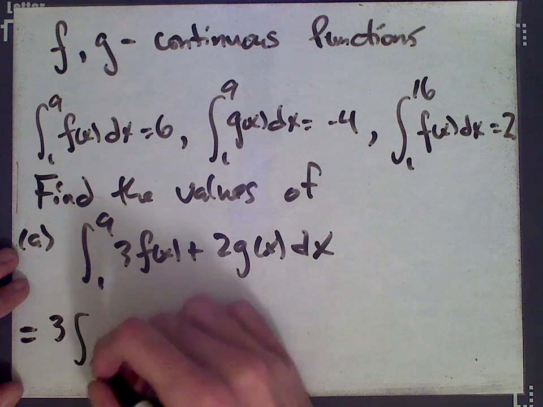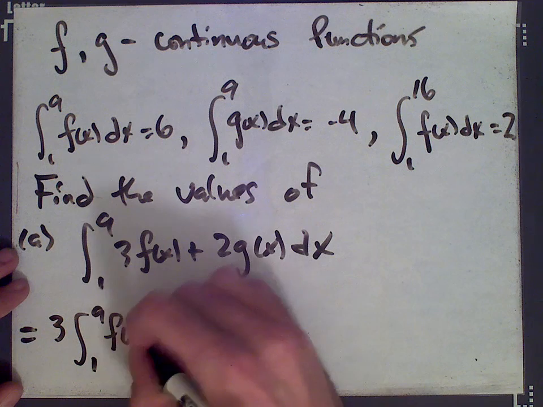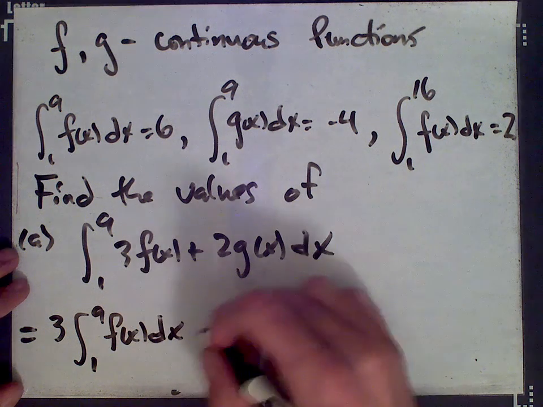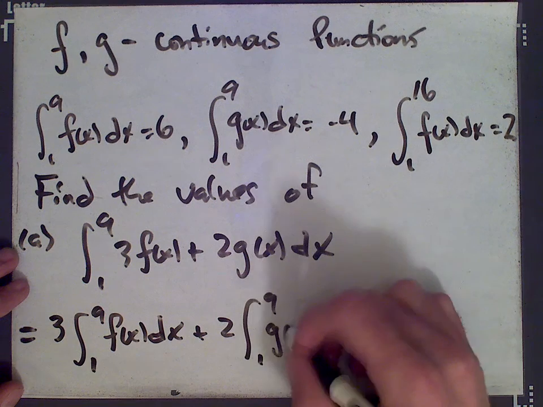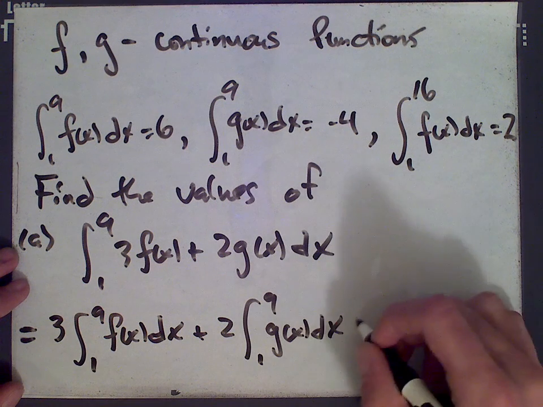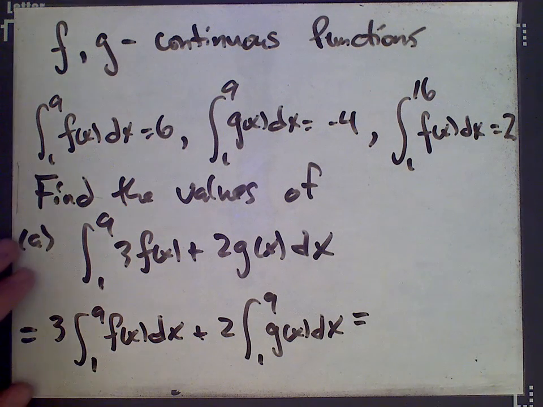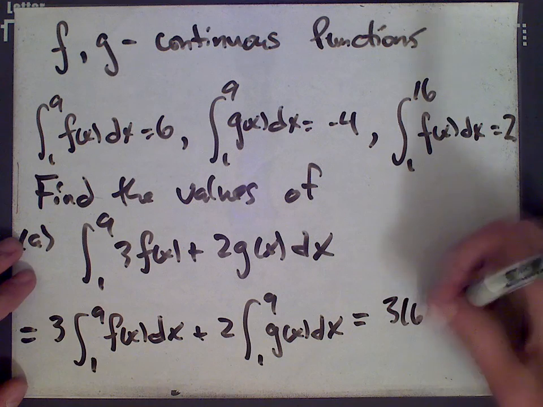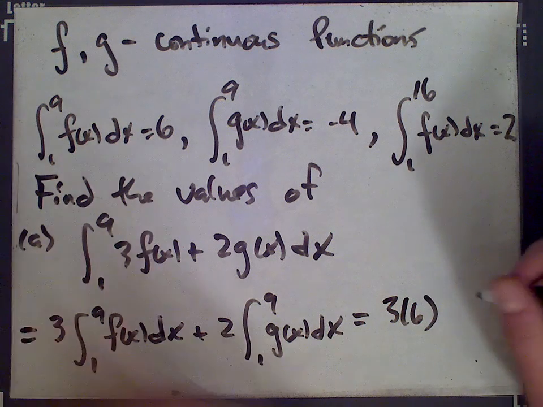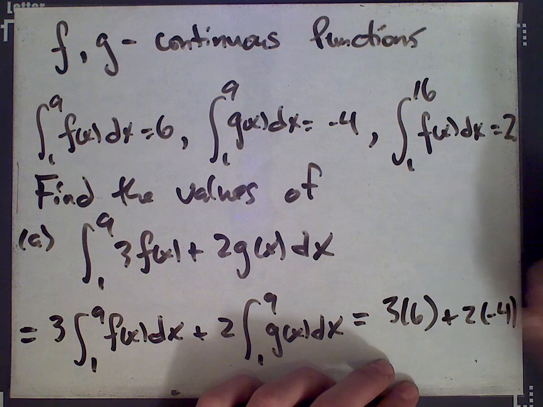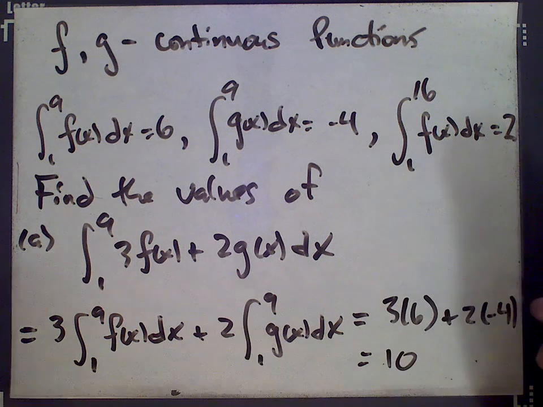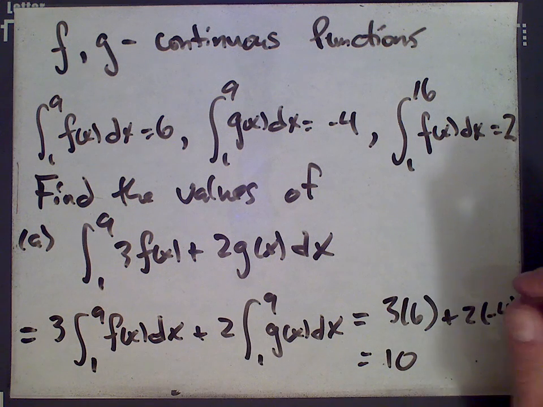So this is equal to 3 times the integral from 1 to 9 of f of x dx plus 2 times the integral from 1 to 9 of g of x dx, which is 3 times 6. Okay, we know the value of this integral. It's given up here. 3 times 6 plus 2 times -4, which gives us 10. And that's the answer to part A.